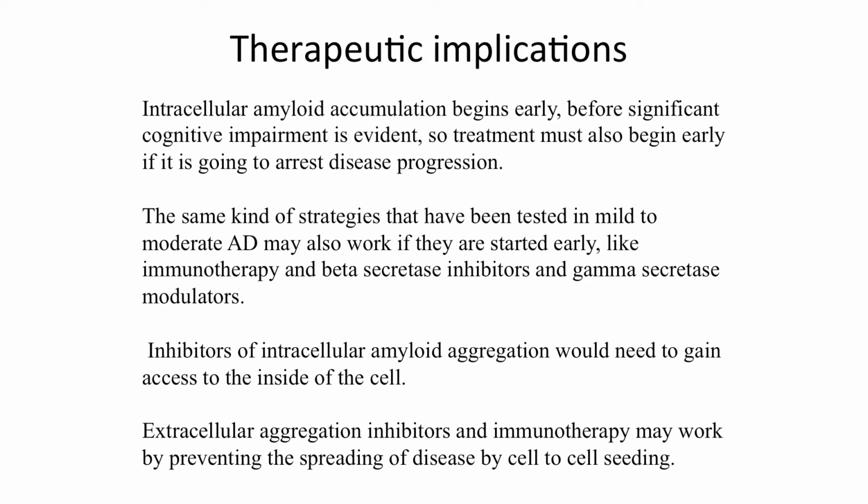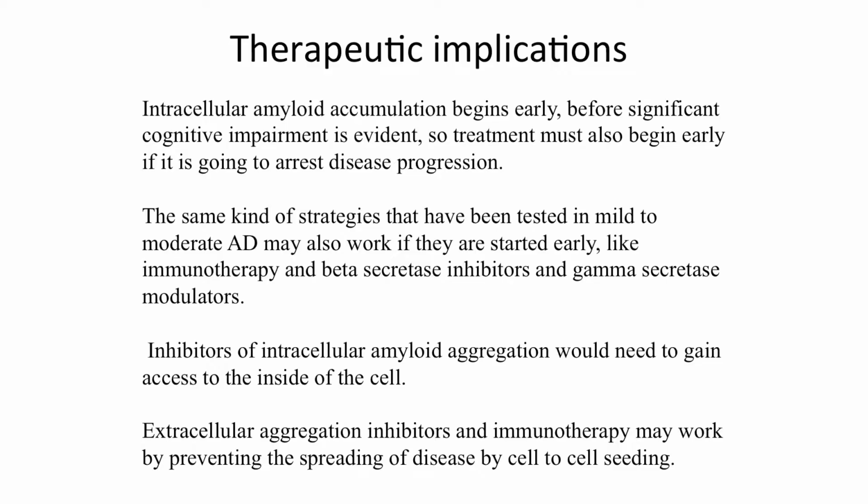And then inhibitors of the aggregation process would need to gain access inside the cell because it looks like the pathology is going on by aggregating inside the cell rather than outside the cell. And lastly, extracellular aggregation inhibitors and immunotherapy may work by preventing the cell-to-cell spread by this seeding mechanism. And then lastly, not shown here, I think that the gamma secretase modulators that improve the activity of gamma secretase and actually dispose of the CTF much more efficiently, giving rise to shorter ones, are the ones that I would bet on that are going to win in the clinic.